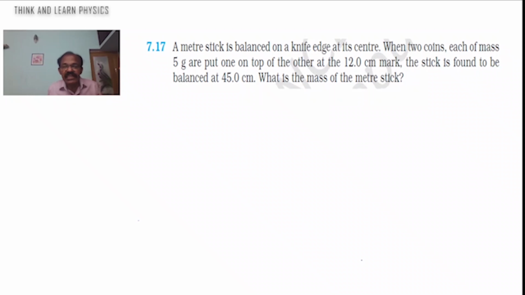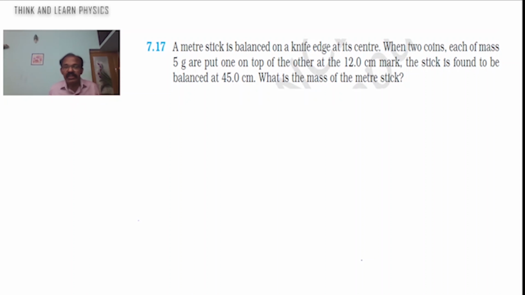A meter stick is balanced on a knife edge at its center. When two coins each of mass 5 gram are put one on top of the other at the 12.0 centimeter mark, this is found to be balanced at 45.0 centimeter. What is the mass of the meter stick?